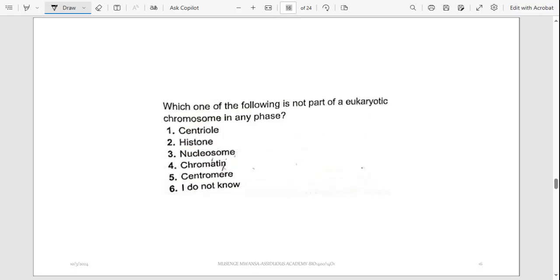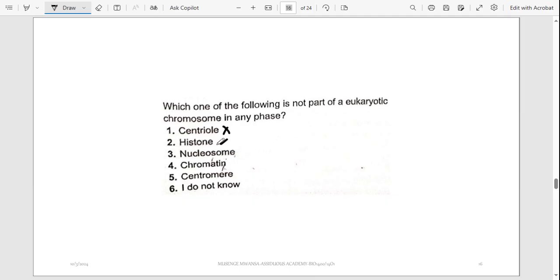Which of the following is part of a eukaryotic chromosome in any phase? Whether during cell division or not, which one is part of a eukaryotic chromosome? The centrioles will only appear when cell division is happening, but histones are part of a chromosome.